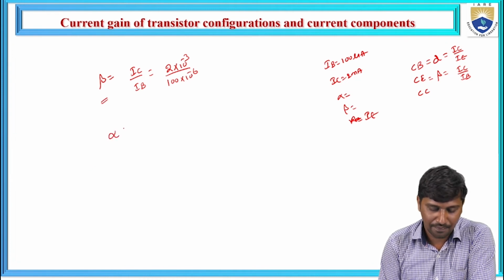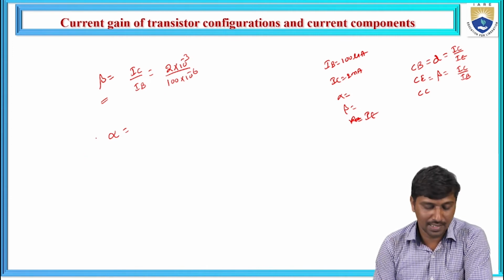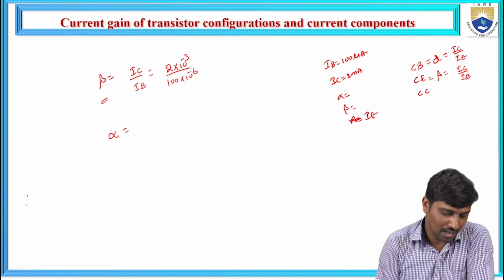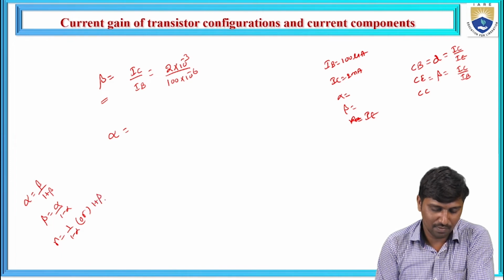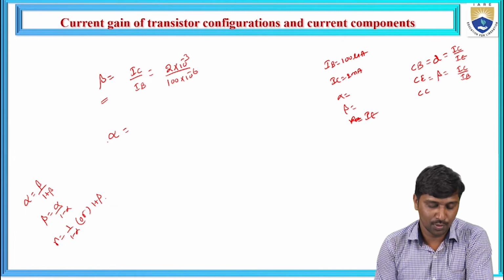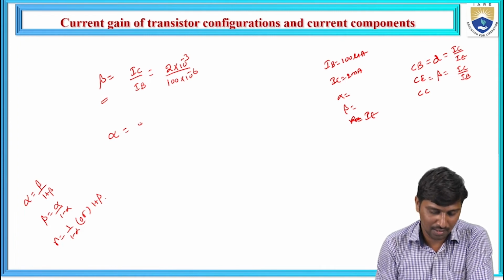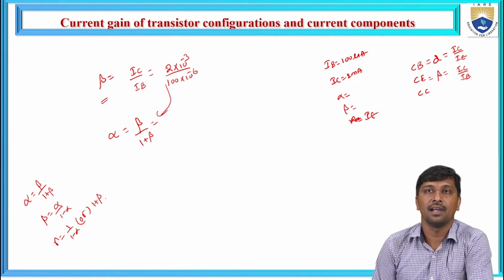Now we can find alpha. How to calculate alpha? We discussed some relations between the three parameters. Alpha is equal to beta by 1 plus beta. Beta is alpha by 1 minus alpha. Gamma is either 1 by 1 minus alpha or 1 plus beta. Now we need to calculate alpha, and we have only the beta. So I am going to write alpha in terms of beta, that is beta by 1 plus beta. You can substitute the beta value here to get the alpha value.